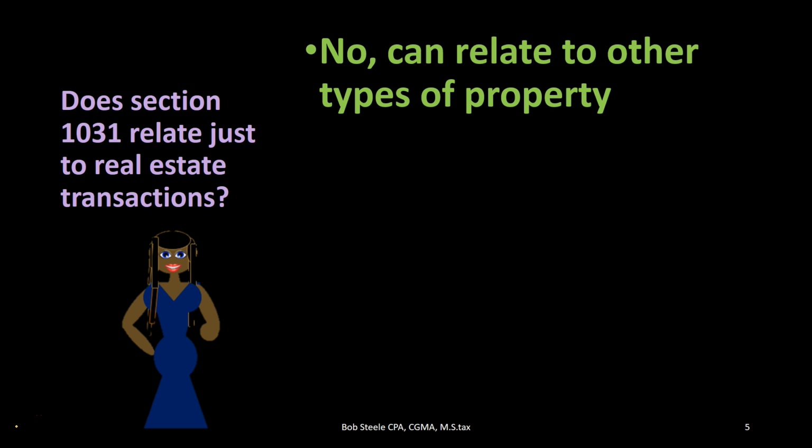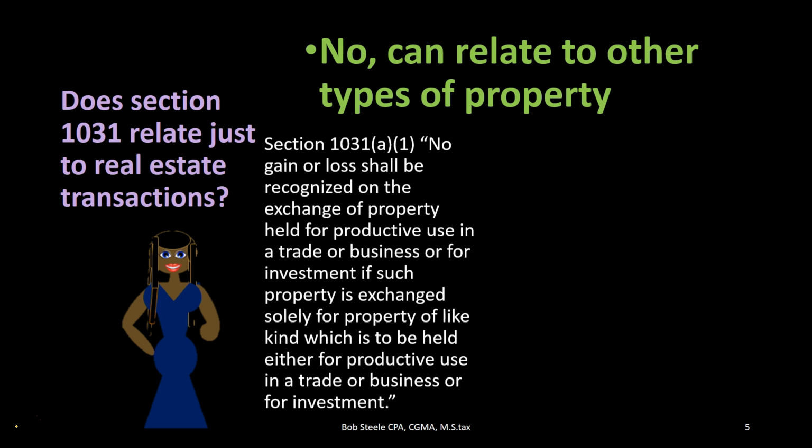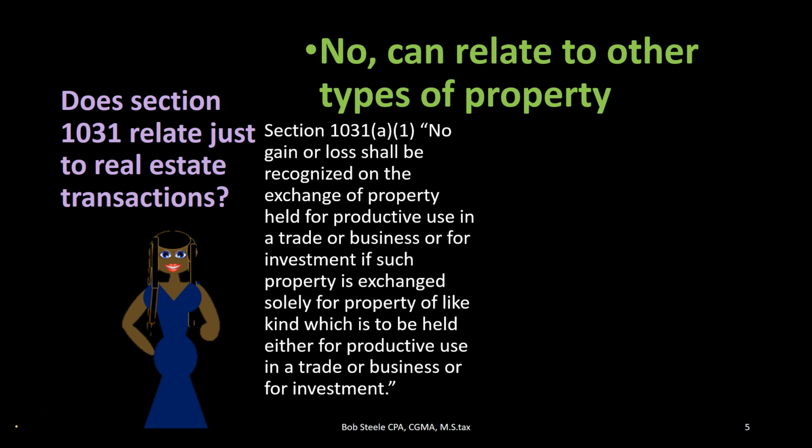It's going to be a bit long, but it's worth just taking a look at the actual code section. So we have Section 1031(a)(1): No gain or loss shall be recognized on the exchange of property held for productive use in a trade or business or for investment if such property is exchanged solely for property of like kind.